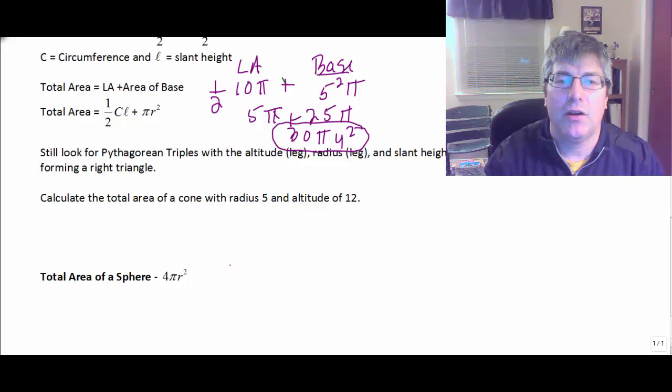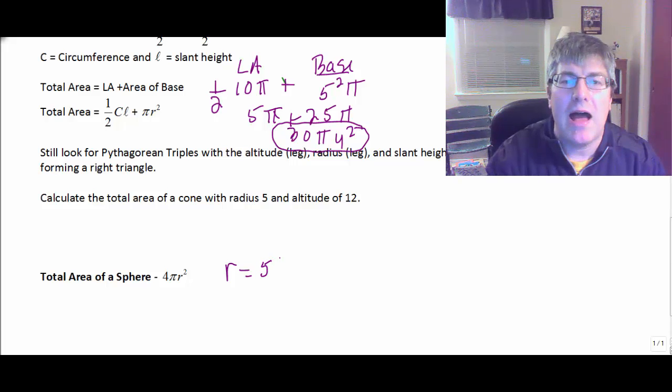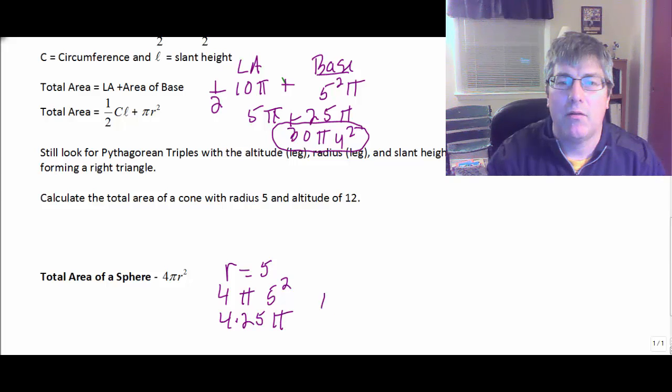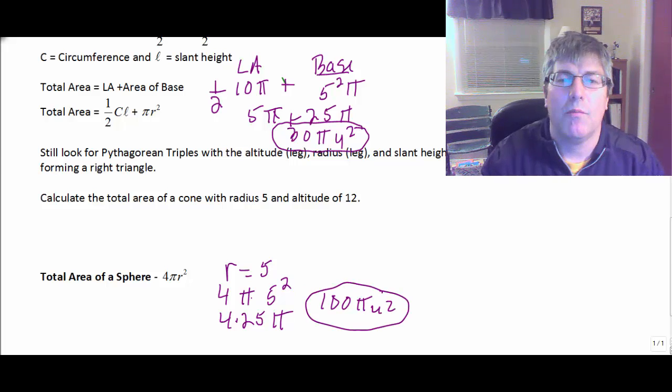So if I have a sphere with a radius of, say, 5, so we have 4 times pi times 5 squared. So we get 4 times 25 pi, or 100 pi units squared. So that's the surface area of a sphere with radius 5. And we'll get more practice with this type of thing, and we'll be working with half spheres and that kind of thing as well, and add some challenge to these problems when I see you in class.